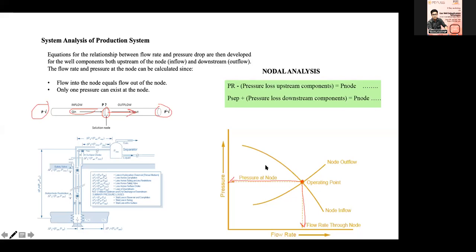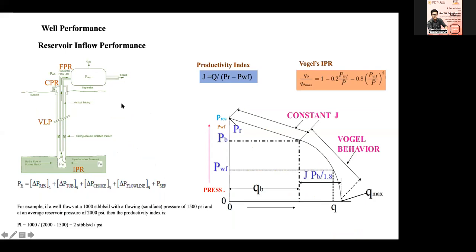Now let's see the inflow. In the production system performance, we have two components. One is the inflow performance, which will be your inflow from your reservoir to the wellbore. This part is the inflow performance. And the other component is from your bottom hole to your wellhead or to the surface. This part is the tubing performance curve or the vertical lift performance.